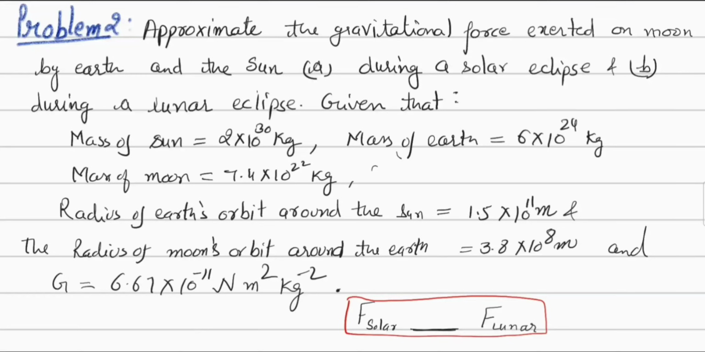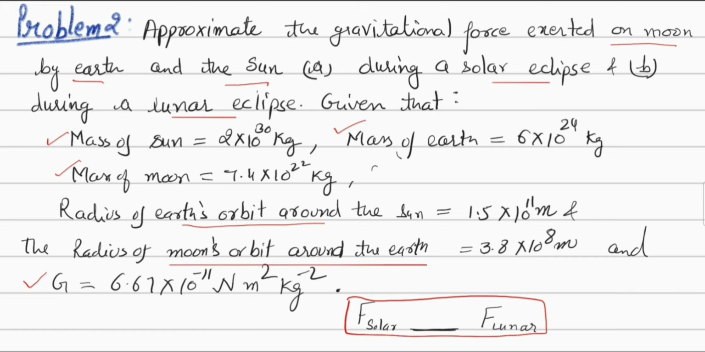In this problem, we have to approximate the gravitational force exerted on the moon by Earth and the sun during the solar eclipse and the lunar eclipse. Here it is given the mass of the earth, mass of the sun, mass of the moon, the radius of the earth's orbit around the sun, the radius of moon's orbit around the earth, and the value of gravitational constant.